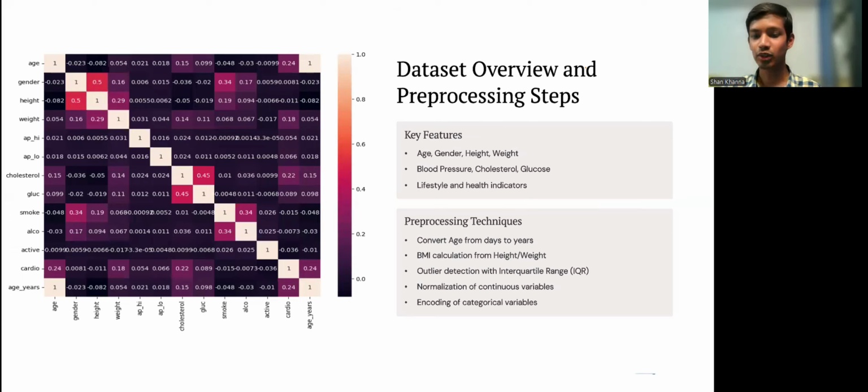Dataset overview and pre-processing. The dataset includes features like age, gender, height, weight, blood pressure, cholesterol, glucose, lifestyle, and medical indicators. Pre-processing steps included converting age from days to years, calculating BMI using height and weight, removing outliers using IQR, normalizing continuous values, and coding categorical values.